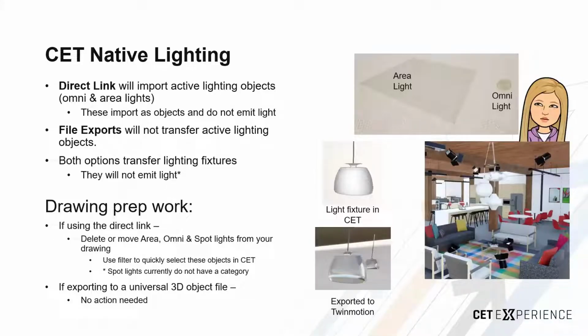So the primary difference between export methods in CET is the native lighting. So it'd be the active lighting objects like Omni lights, area lights, spotlights. These would otherwise not render in CET. However, they do provide light in CET. Once they are transferred via the CET extension, the active lighting objects do show up in Twin, but they just don't do anything. So Omni lights and area lights show up as translucent objects, but they don't emit light. So they're kind of strange when they come over.